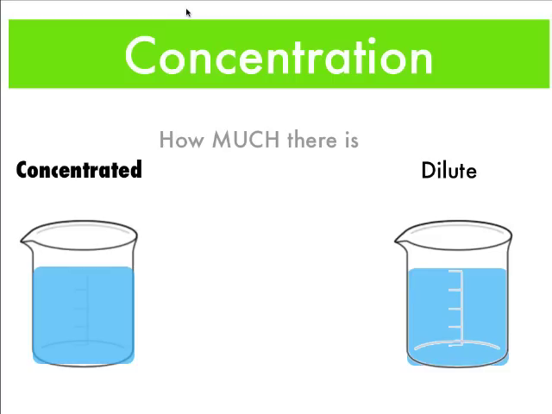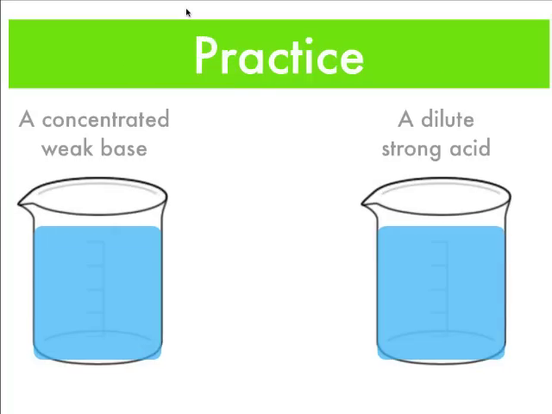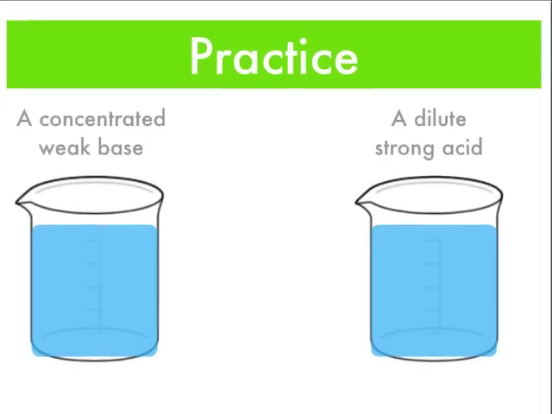Whether or not they're connected, if something is concentrated, there's a lot of them in the solution. And if it's dilute, there's only a few of them in solution. It's just a visual thing. How much is there? That's pretty much all there is to whether it is a concentrated or a dilute acid or base. But when we're talking about solutions, we need to consider both of those terms, and we need to keep them separated. So we have practice here.